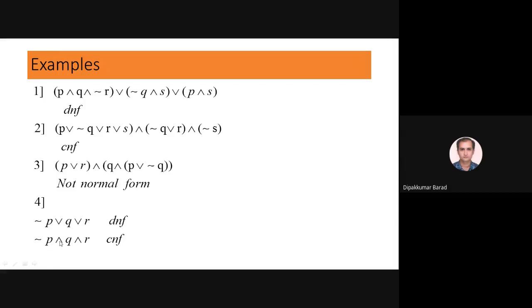As which are connected with AND. In general, you can say that the sum of elementary products we call disjunctive normal form, and the product of elementary sums we call conjunctive normal form.